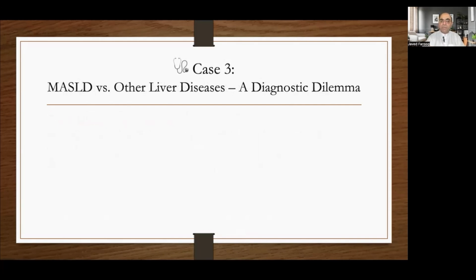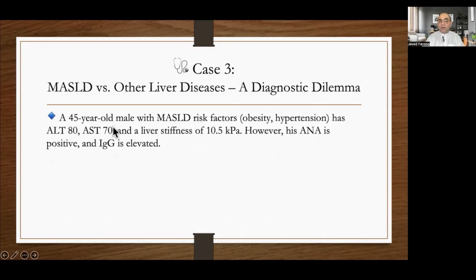Case number 3, MASLD versus other liver diseases, a diagnostic dilemma. A 45-year-old male with MASLD risk factors, that is obesity and hypertension, has ALT 80, AST 70, and a liver stiffness of 10.5 kilopascal. However, his ANA is positive and IgG is also elevated. So the key question is, is this just MASLD or something more?